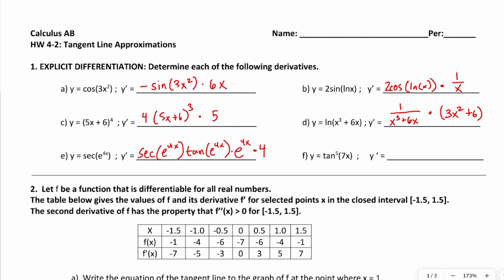For F, we're going to differentiate tangent of 7x, all that to the 5th power. So our outside function here is going to be something to the 5th power. So we'll use power rule there. 5 times tangent to the 4th power of 7x times the derivative of tangent. And the derivative of tangent is secant squared. So secant squared of 7x times the derivative of 7x, which is 7. Now here's another case where you could consider doing a little bit of simplifying, rewriting 7 times 5 as 35, but honestly, I'm just fine with you leaving it like that.